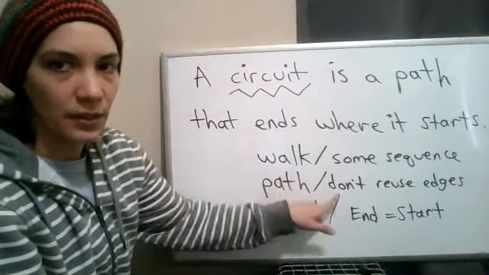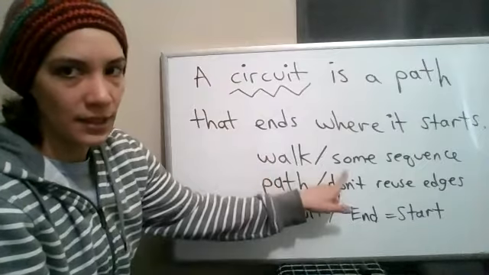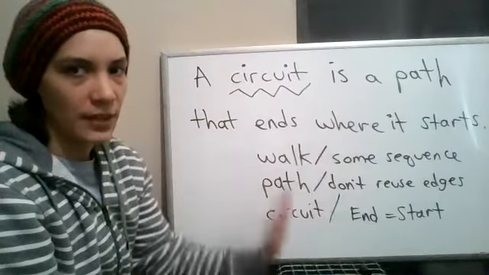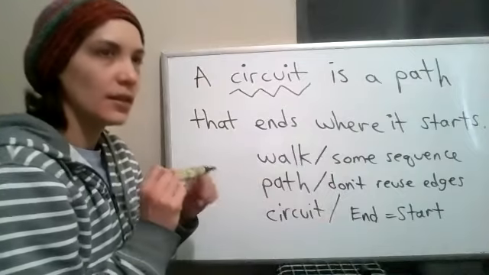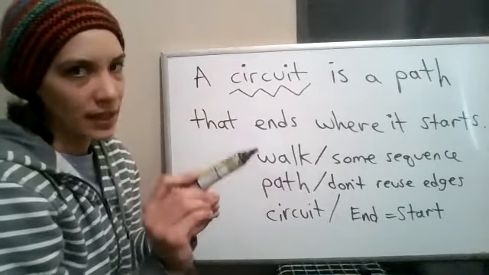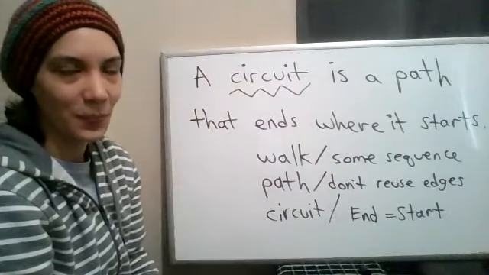The path has to meet this rule and that rule, and a walk just needs to be an actual sequence where each vertex goes from one edge, like from one side of the edge to the other side. Okay.